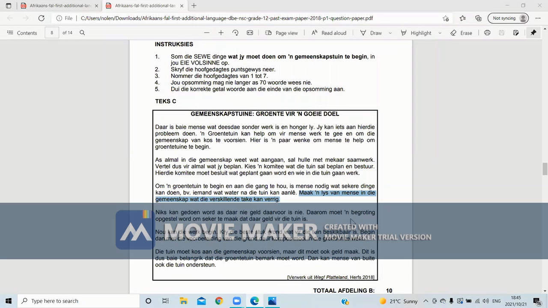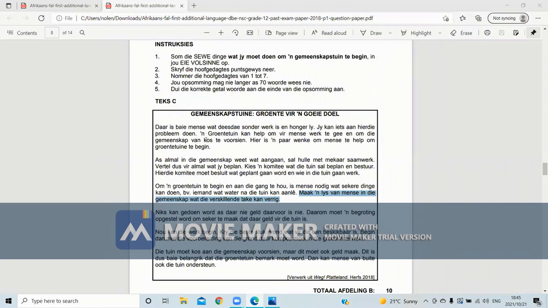So what would we say? We could say maak 'n begroting, or actually if you were really creative, you could say stel 'n begroting op, but we don't have to say that. So if you replace daarom with jy, you could say jy moet 'n begroting opstel om seker te maak dat daar geld vir die tuin is. That would be perfect.